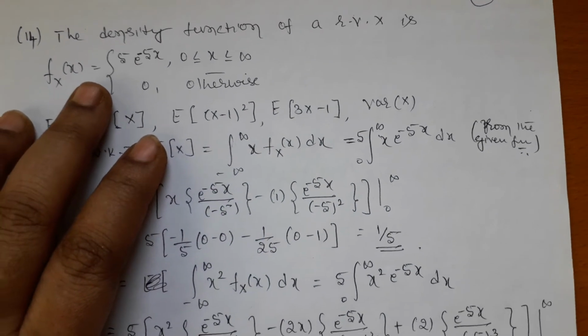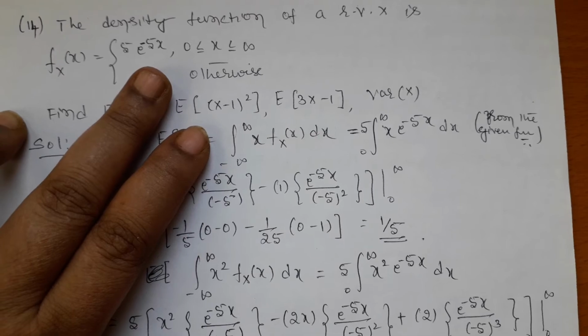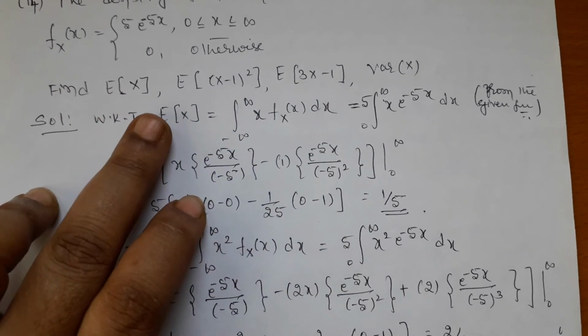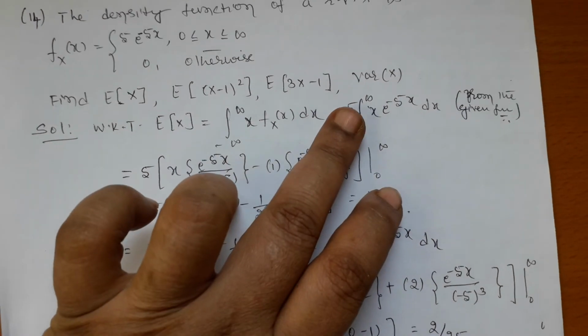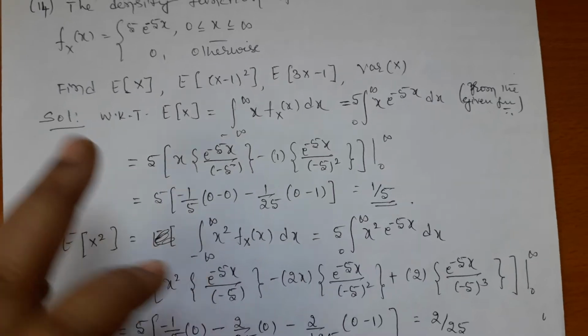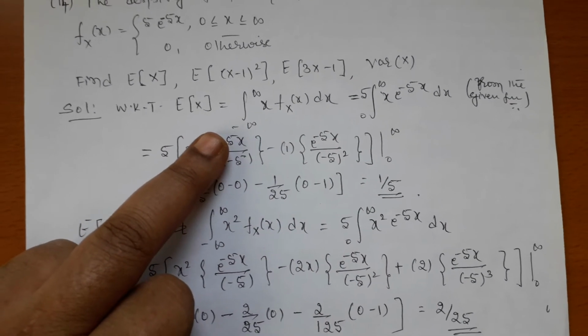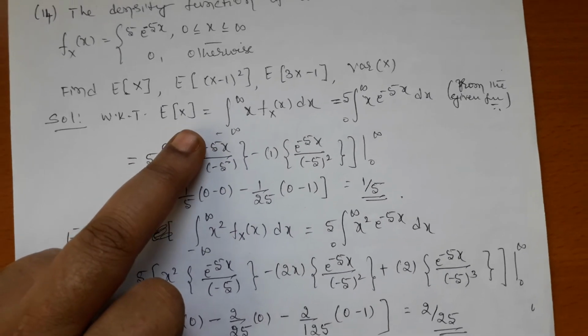The density function of the random variable X, f(x), is equal to 5 e to the power of minus 5x for x lying between 0 to infinity, 0 otherwise. Find expectation of (x minus 1) whole square, expectation of 3x minus 1, and var of x. First you find out expectation of x. It's continuous, therefore minus infinity to plus infinity. What's the formula? x into f(x).